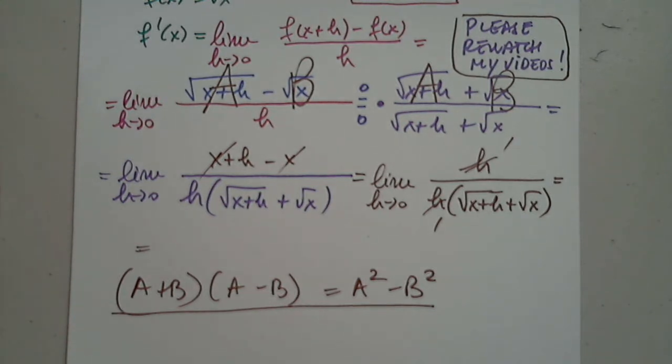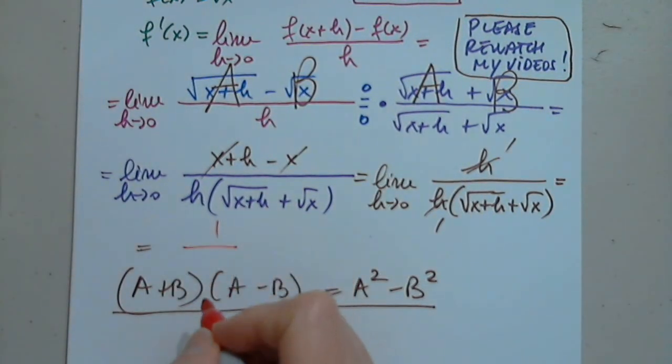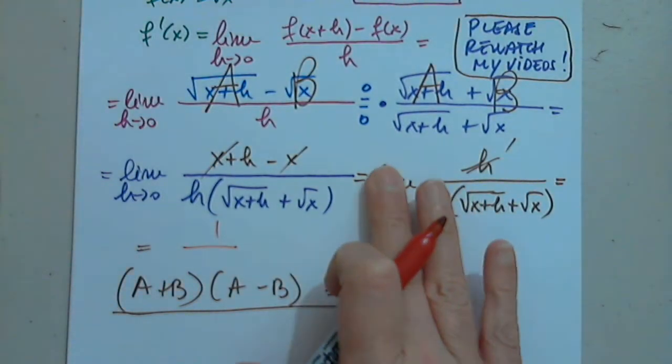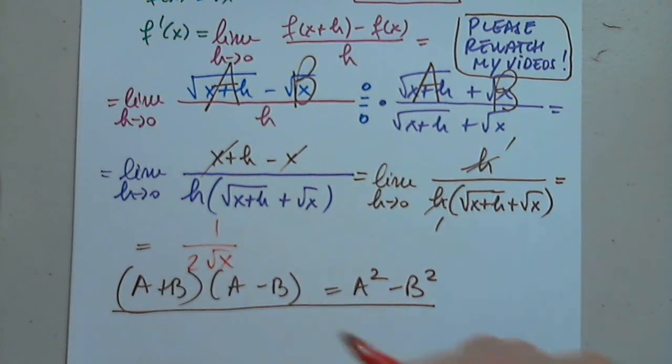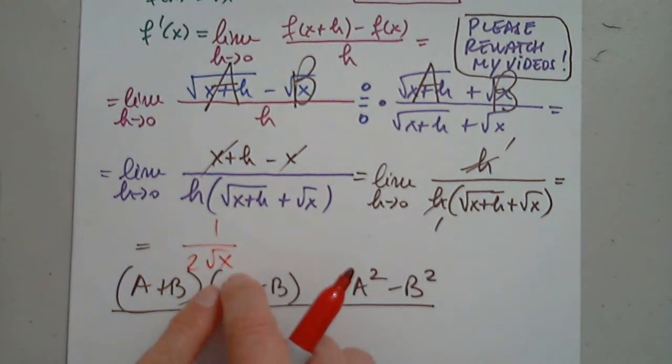One over the square root of x plus h plus the square root of x. When we apply this operator here, what do we actually do? Ooh, oh, I see. One over 2 square root x. Awesome, brilliant. That's it. You see the problem here?